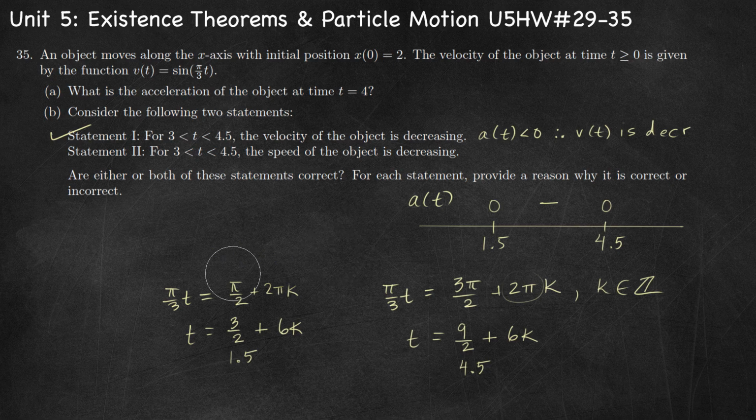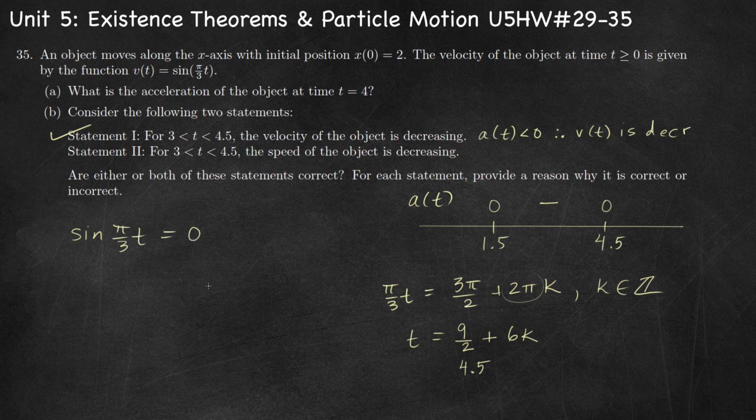So if I want to know when velocity is positive or negative, I'm going to set it equal to 0 and solve. My velocity is sine of pi over 3 t. I'm going to set that equal to 0 and solve. Well, sine is equal to 0 at 0 and at pi and at 2 pi. So 0 plus 2 pi k and pi plus 2 pi k. And that's equal to the angle I'm taking the sine of. So pi over 3 t equals one of those two options.